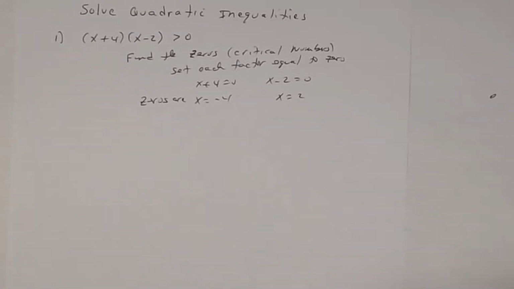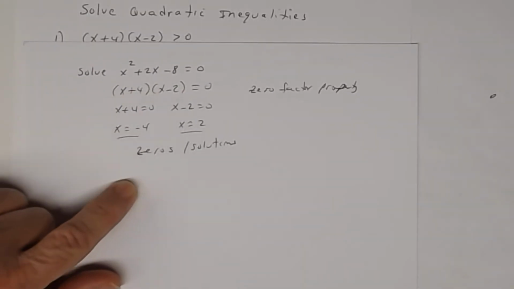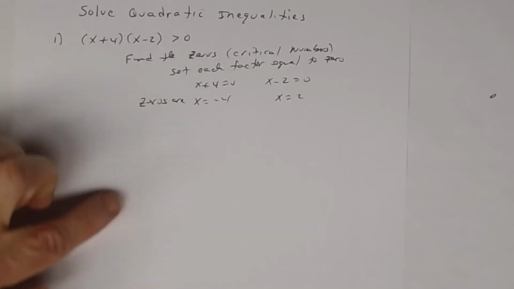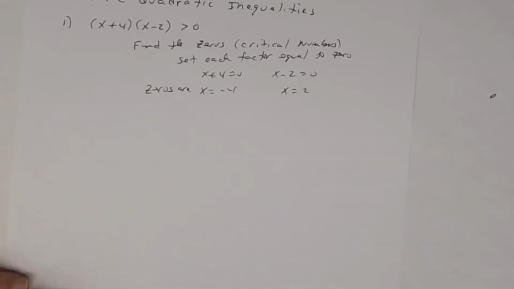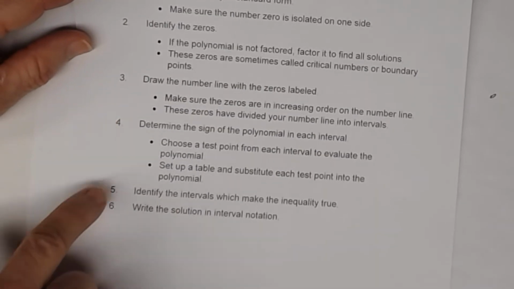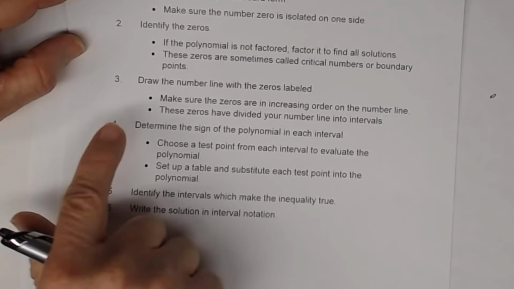So when we solved this quadratic equation, we were done. You found your solutions, you found your zeros, you are done. With an inequality, you've got to go further than this. All right? And so those are steps 3, 4, 5, and 6. All right, so let's talk about 3.